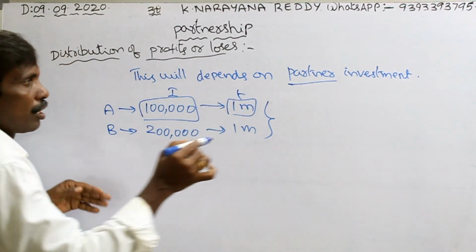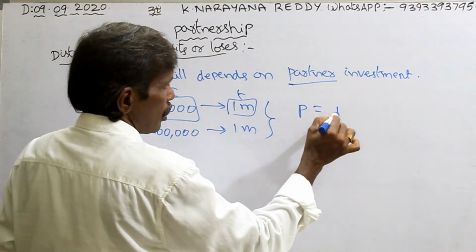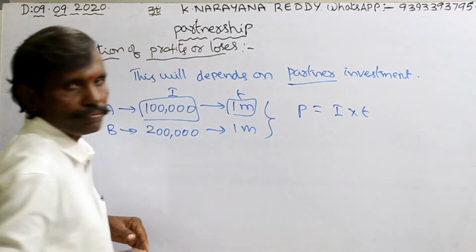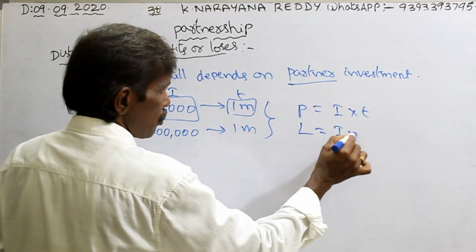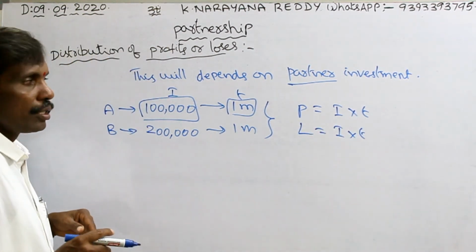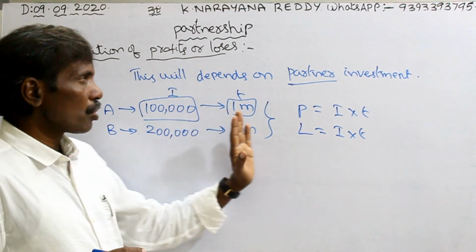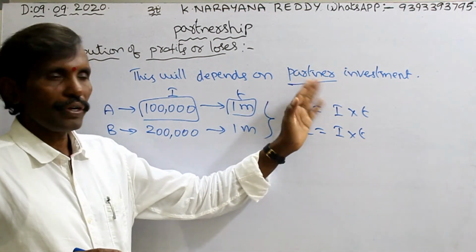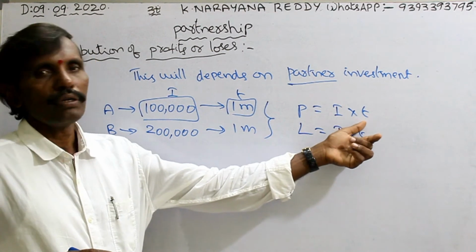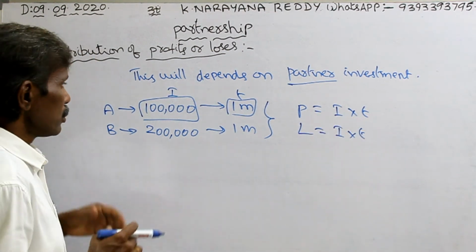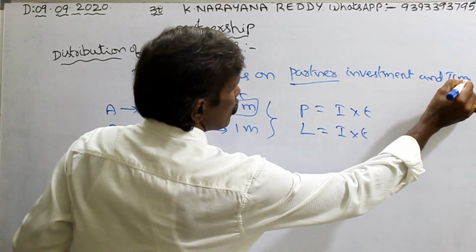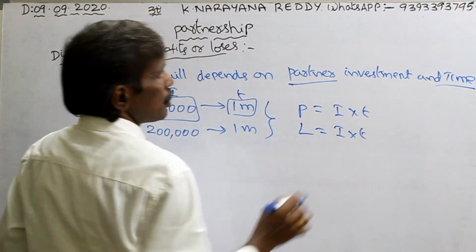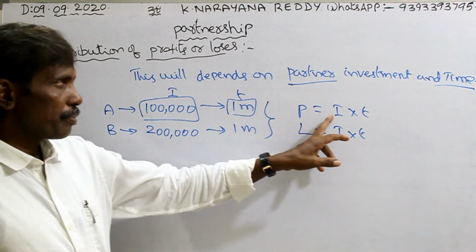Already you know profit equals I into T. That means loss equals I into T. So loss or profit depends on investment into time period. Okay, so it depends on investment and time.